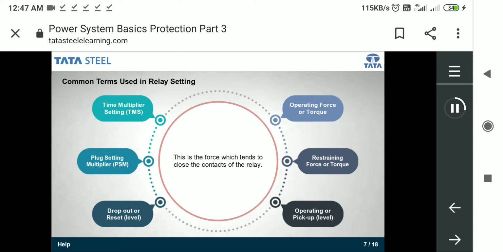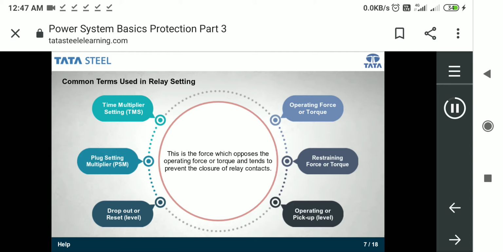Operating force or torque. This is the force which tends to close the contacts of the relay. Restraining force or torque. This is the force which opposes the operating force or torque and tends to prevent the closure of relay contact. Operating or pickup level refers to the value of current or voltage, which is the threshold above which the relay will close its contact. Time multiplier setting, TMS. TMS is equal to required operating time by normal operating time. Plug setting multiplier, PSM. PSM is equal to fault current by setting current.